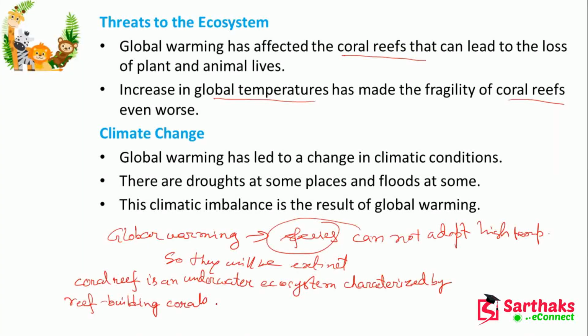So these coral reefs will not be there. There is a loss in that. So plants and animals lives also are threatened. So this is the threat to the ecosystem. Now, the climate change. Global warming has led to the change in climatic condition. We know that there may be drought, and due to that, a place may become desert, and climatic imbalances are there because you know that the carbon dioxide percentage and the oxygen percentage balance will be imbalanced between these two gases, and we will be the sufferer for that.